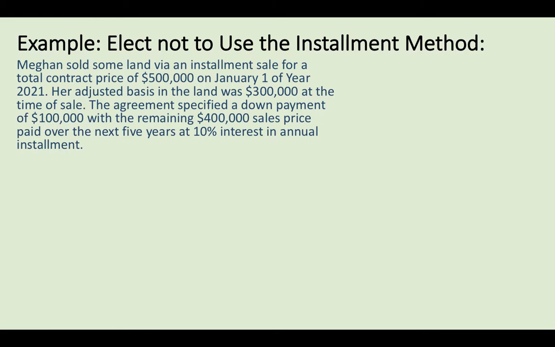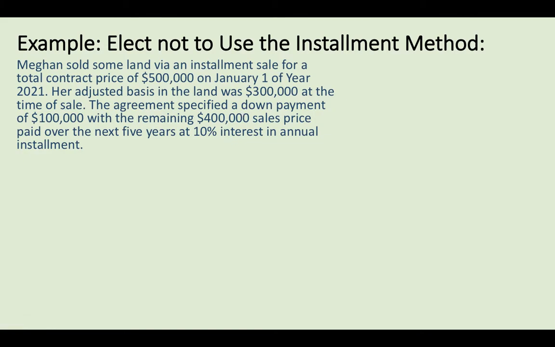So basically, Megan has land that she sells for $500,000. The basis she bought it for was $300,000, so she recognized a $200,000 gain, right? Then on the buyer side, I'm paying you $100,000 today. Then the remaining $400,000 I'm going to pay you over the next 5 years, and I'm additionally going to pay you 10% interest on those installments.